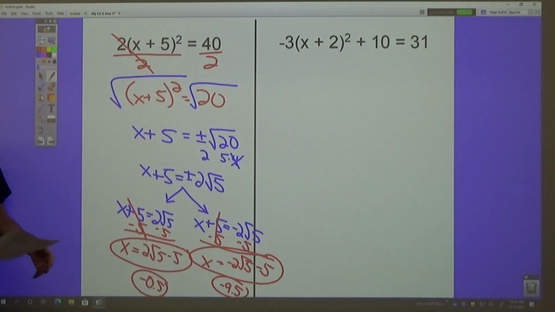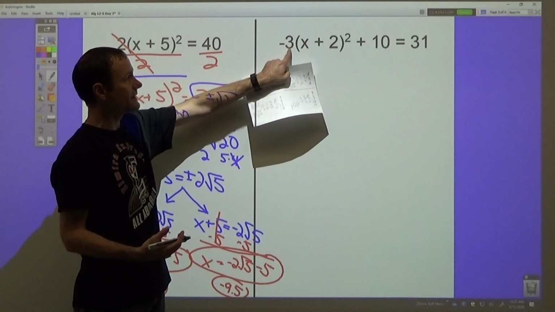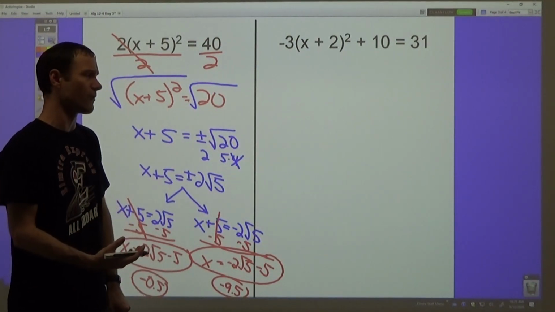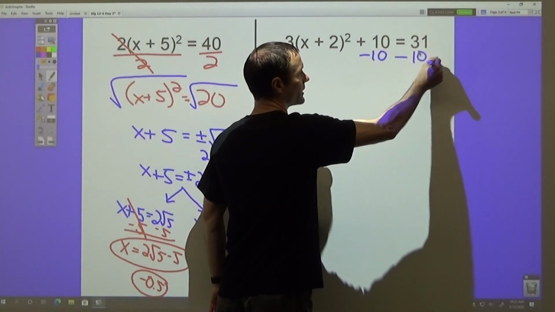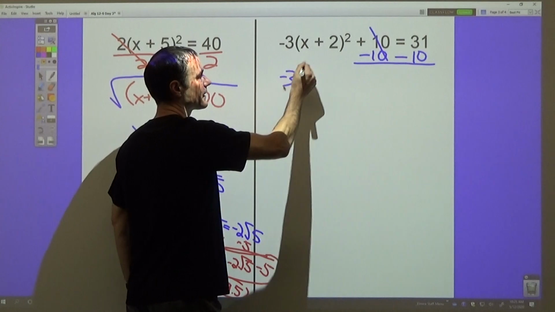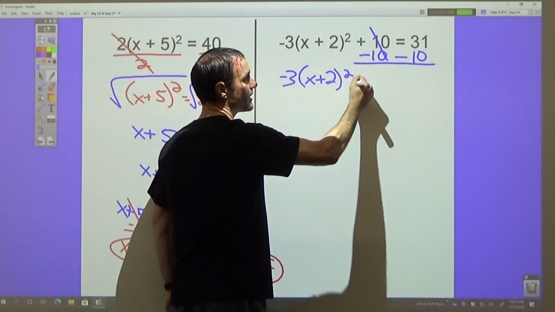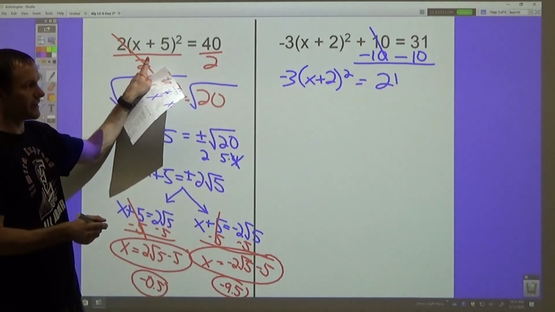That doesn't always happen. For the last one, again, we're going to try and get that x plus 2 inside the parentheses all by itself. We're going to try and get that negative 3. We've got to get rid of the 10. Just like in solving a normal equation, always get rid of your plus whatever or minus whatever first. So we're going to do minus 10 and minus 10. So we have negative 3 times (x plus 2) squared equals 21 when you subtract. Now it looks just like this problem.